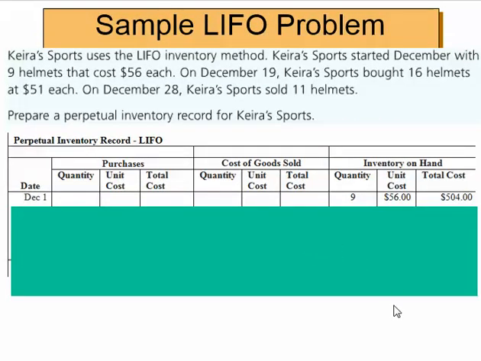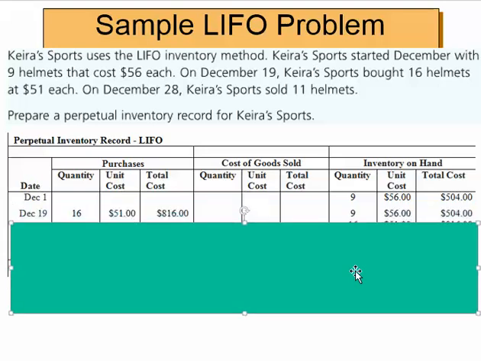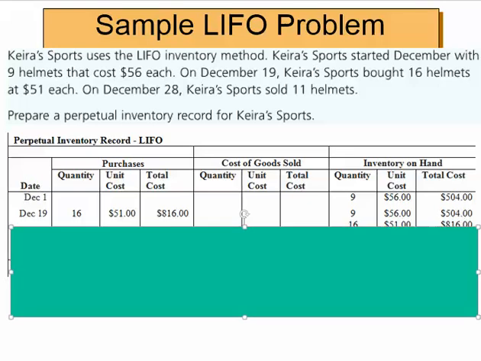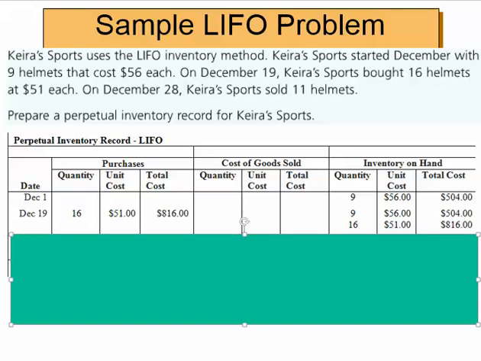This is the same problem, only this time we're going to use LIFO. So it starts exactly the same as we had under FIFO because we have purchases. Where the difference is going to come in is when we actually go to sell. So hopefully all that looks exactly the same for you. Now this time this is a LIFO problem, and LIFO stands for last in, first out. So this time the last ones in are going to be the first ones out.